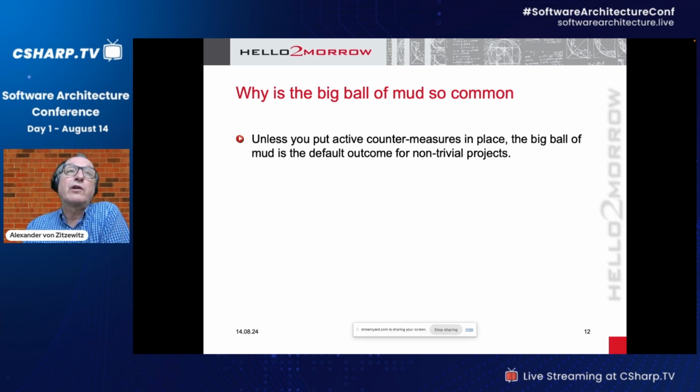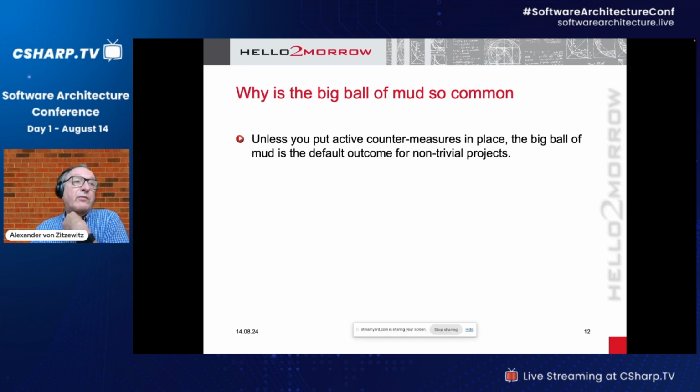I think most developers I know are striving to create good code. It is much more fun to work on a good code base. Anyway, as soon as we have enough people working on the same code base, that is the usual outcome. So you need to put active countermeasures in place. Otherwise, a big ball of mud is the default outcome for any non-trivial project.